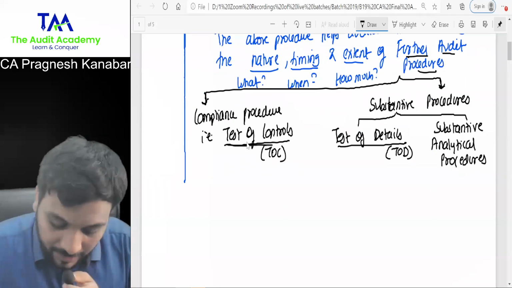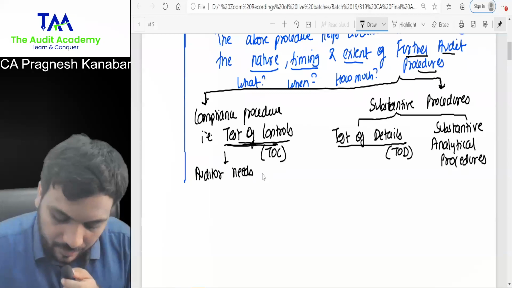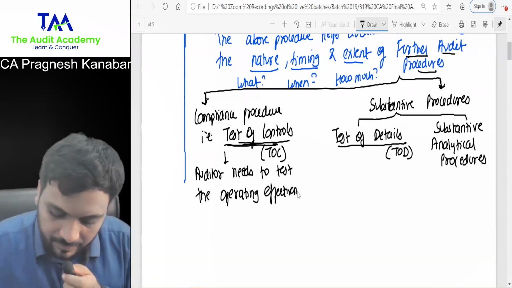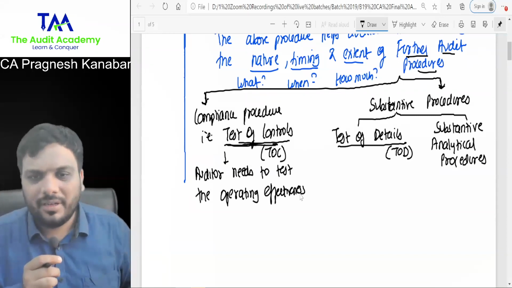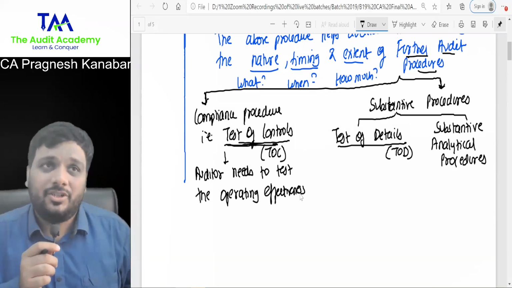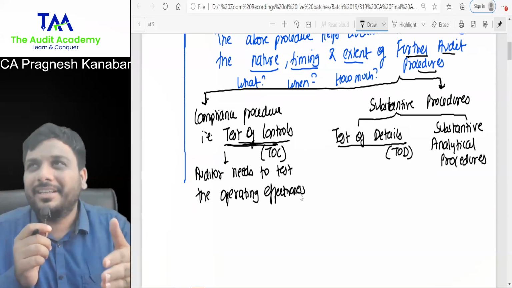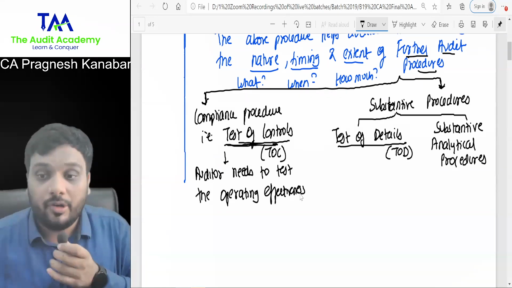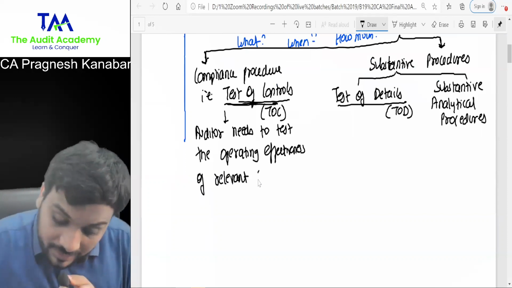So, test of controls. Auditor needs to test the operating effectiveness. Grow up, level up. Don't use such language. Auditor needs to test whether the controls are operating effectively or not, whether the controls are functioning properly or not. Auditor needs to test the operating effectiveness of relevant controls. Don't just write controls.